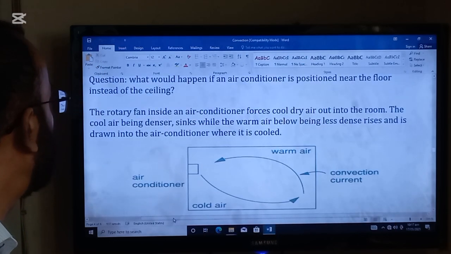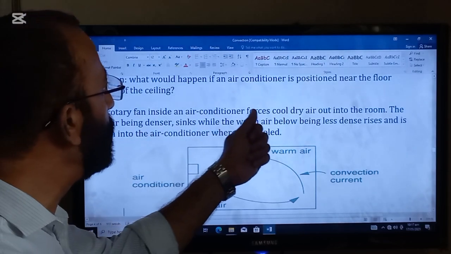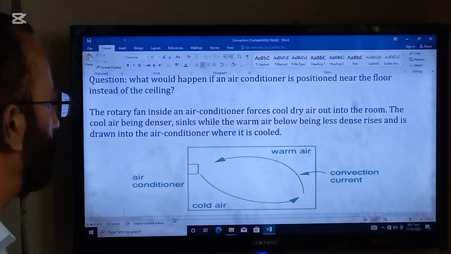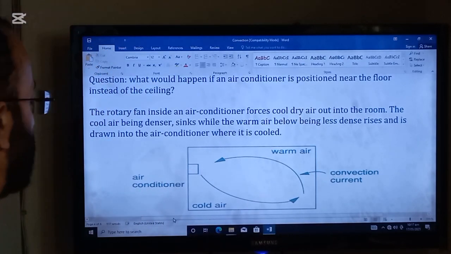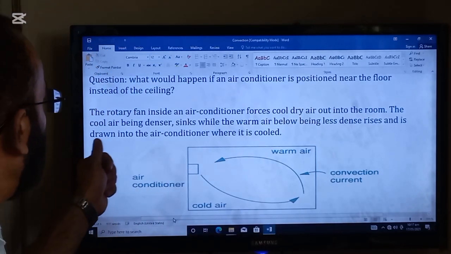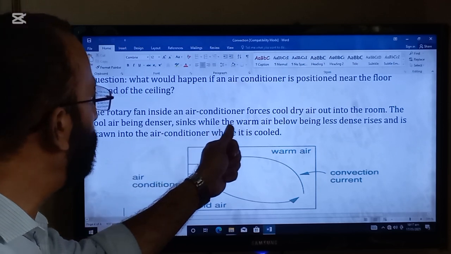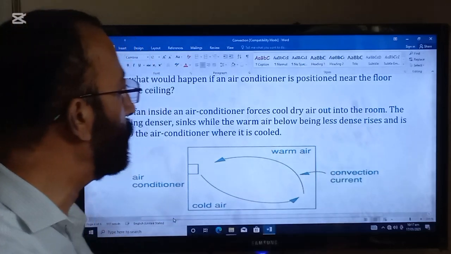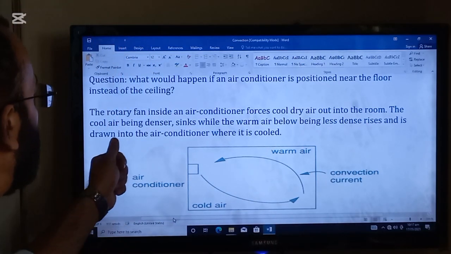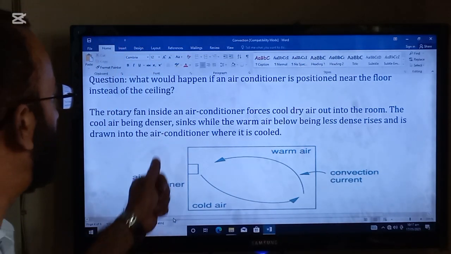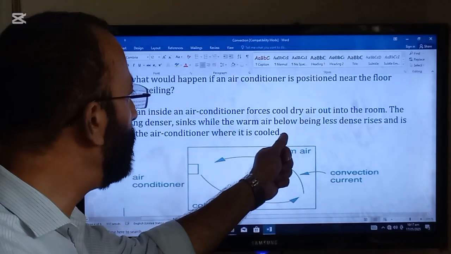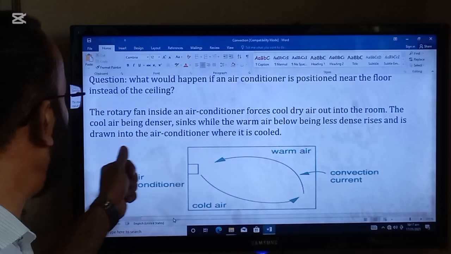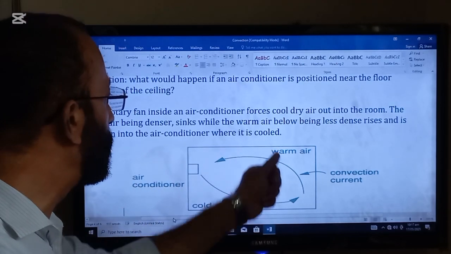And the other question is, what would happen if an air conditioner is positioned near the floor instead of the ceiling? The explanation of the question is the same. The rotary fan inside the air conditioner forces cool dry air out into the room. The cool air, being denser, sinks, while the warm air below, being less dense, rises and is drawn into the air conditioner where it is cooled.